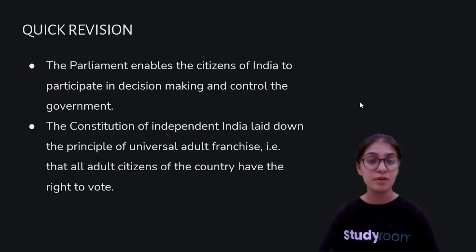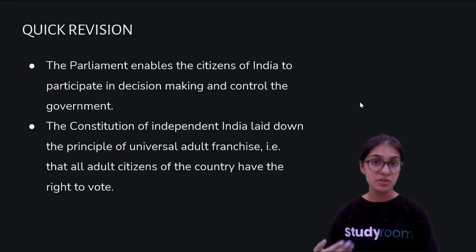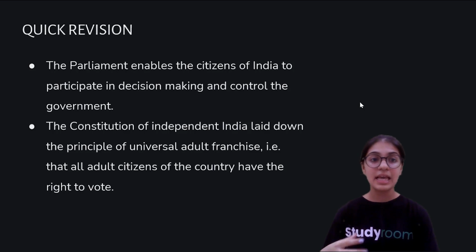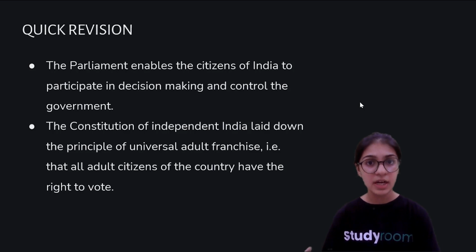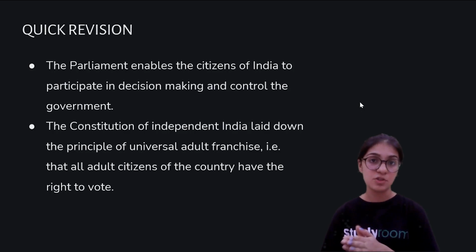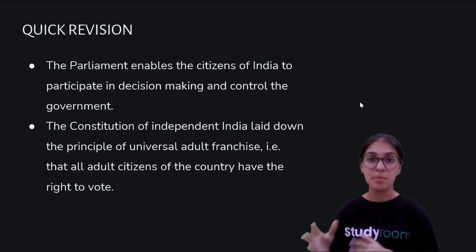So this gets the citizens involved in the decision making process, and in order to get elected they need to build trust in the eyes of the citizens and make laws. So we can say that the citizens of the country control the government, because they are the ones who elect the government, right? And they participate in the decision making indirectly, because they elect the representatives who further make the laws.